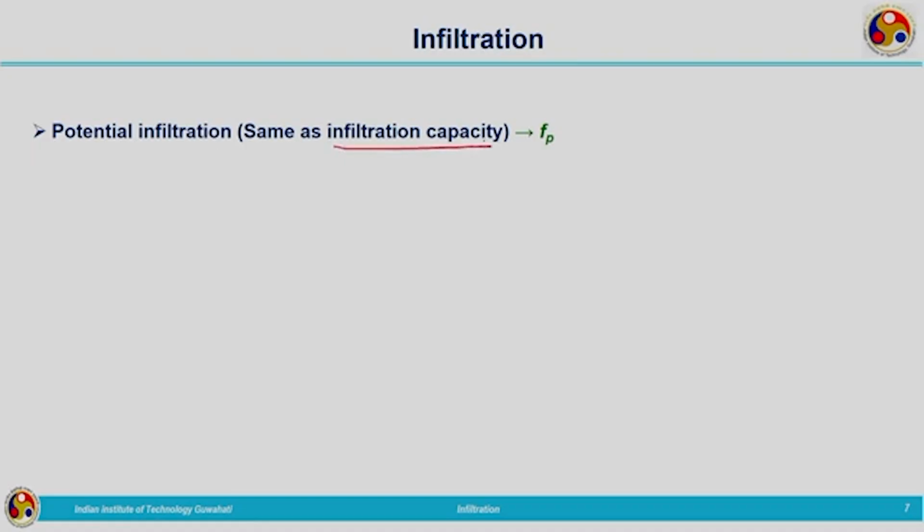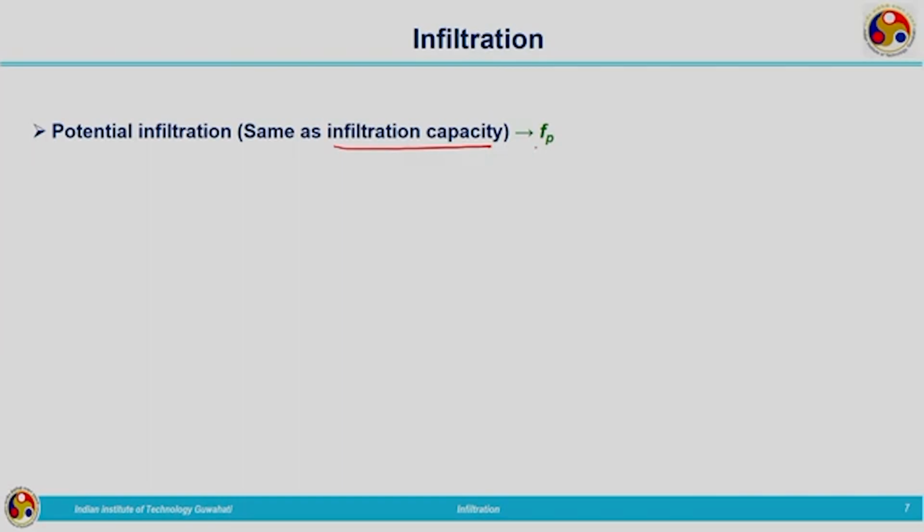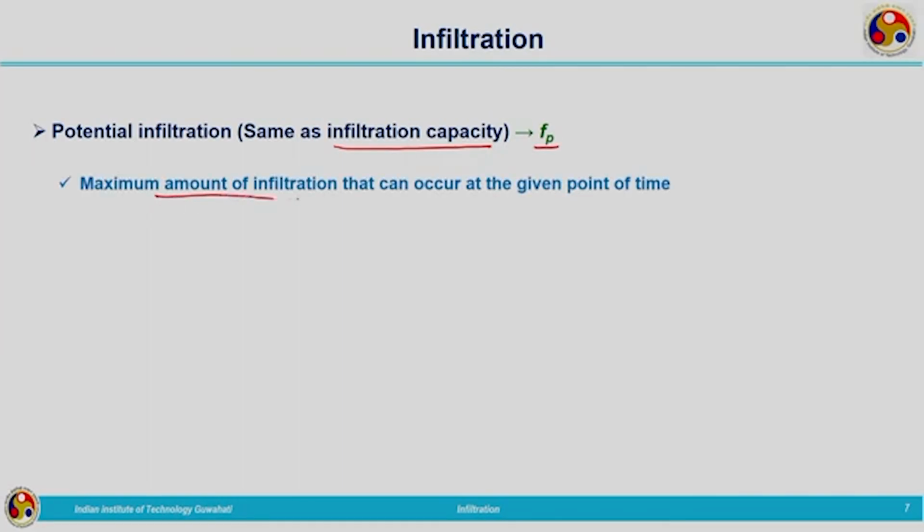What was infiltration capacity? Maximum rate with which water can be infiltrated in the soil. So, potential infiltration is representing the same, that is the infiltration capacity. It is represented by Fp. It is the maximum amount of infiltration that can occur at the given point of time. And the second one is actual infiltration. Actual infiltration is the infiltration taking place at that particular time.